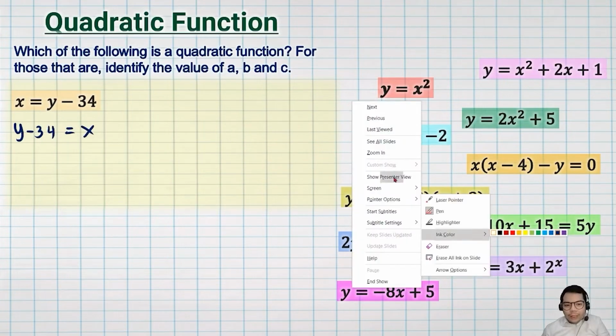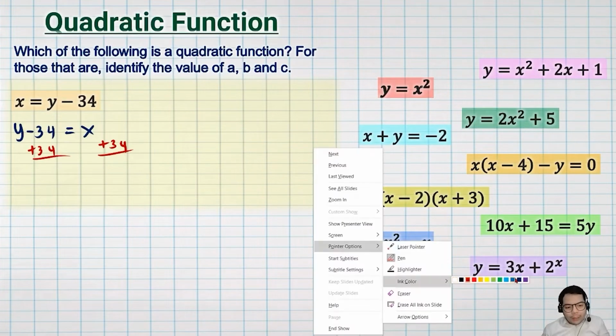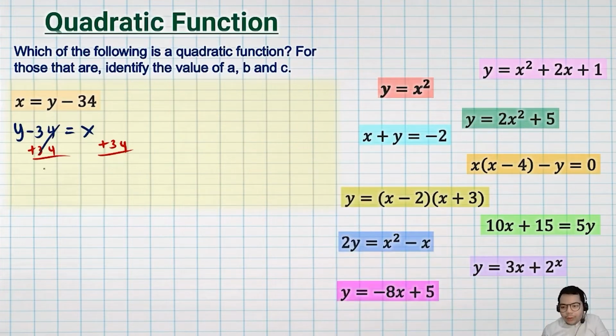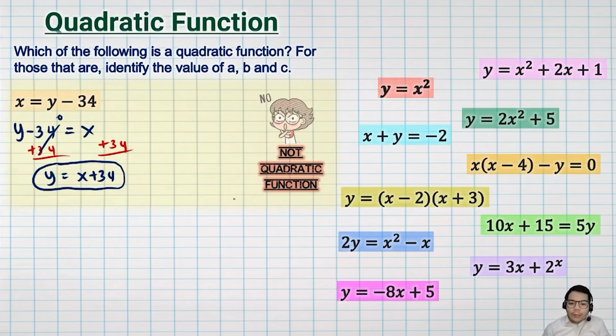So, by that, I will try to remove that 34 by adding 34 for both sides. So, hindi ko siya align sa x kasi nga hindi naman sila similar terms. Yan, if we try to add them, this will become 0. So, y is equal to x plus 34. So, this will now be the resulting function. And obviously, this is not a quadratic function because although there's a presence of y, the highest exponent of x is 1 only. So this is actually a linear function. So let's try another one.